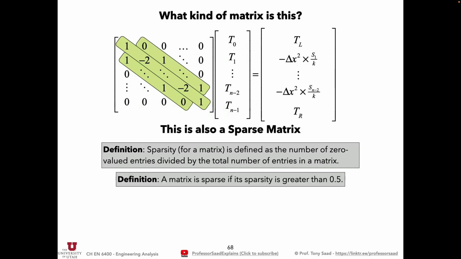A matrix is defined to be sparse if the sparsity is greater than 0.5. In other words, if more than 50% of entries in your matrix are 0, then we call that matrix a sparse matrix. If less than 50% are 0, then it's a dense matrix. It's not a sparse matrix. It's just an arbitrary definition. Now, sparse matrices are important for heat transfer, fluid mechanics, mass transfer problems because they show up all the time. In computational physics, we deal almost exclusively with sparse matrices.